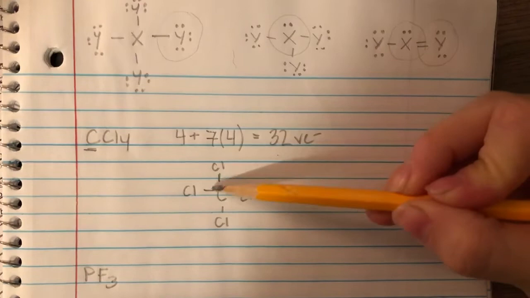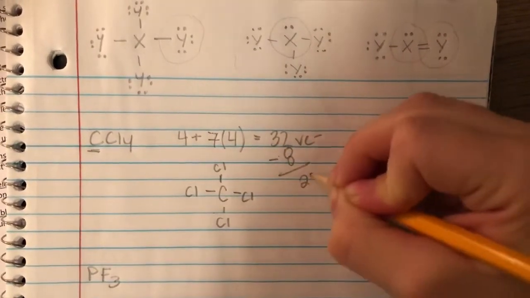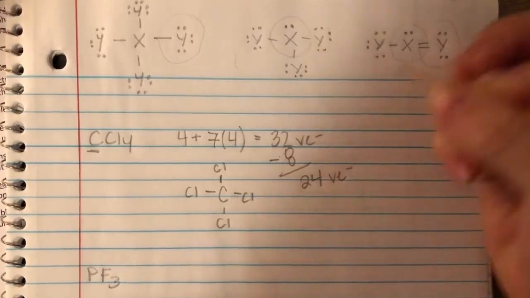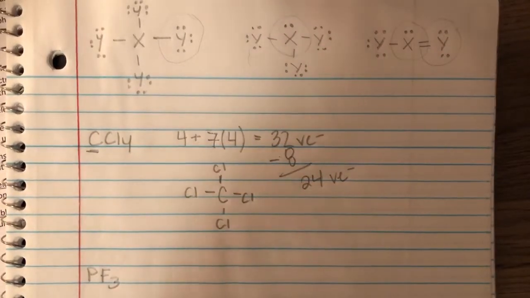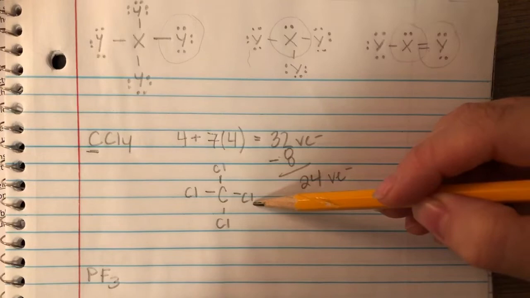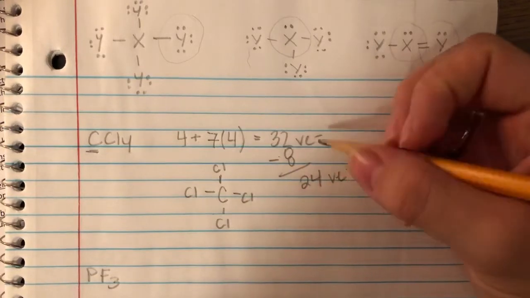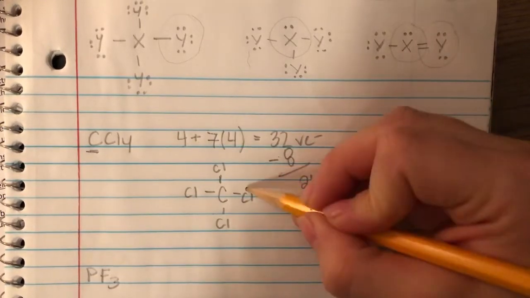So far we've used 2, 4, 6, 8 valence electrons. We have 24 valence electrons left. So that was step 2. Now we're on step 4. We're going to distribute these remaining valence electrons to the outer atoms first so that each chlorine has 8 valence electrons. So currently each chlorine only has 2 valence electrons. And we want to make it have 8.